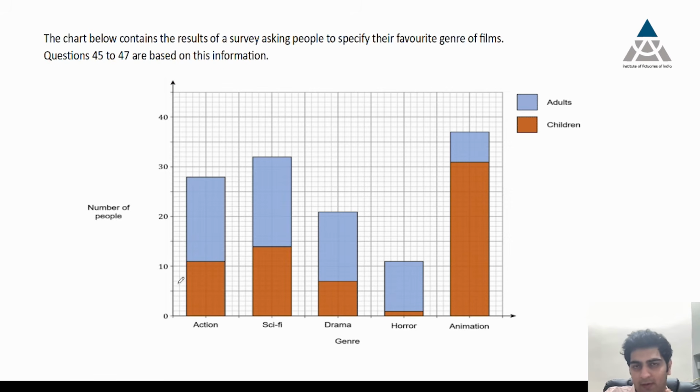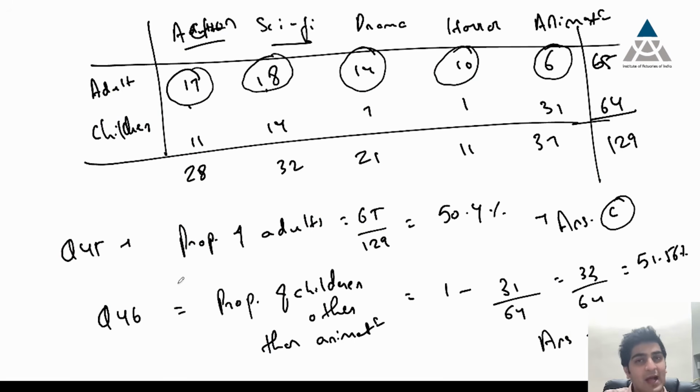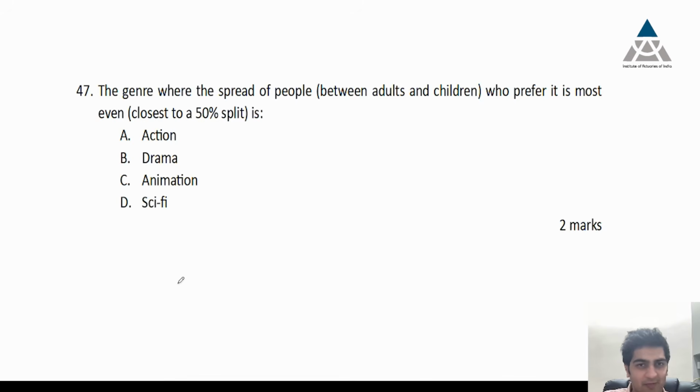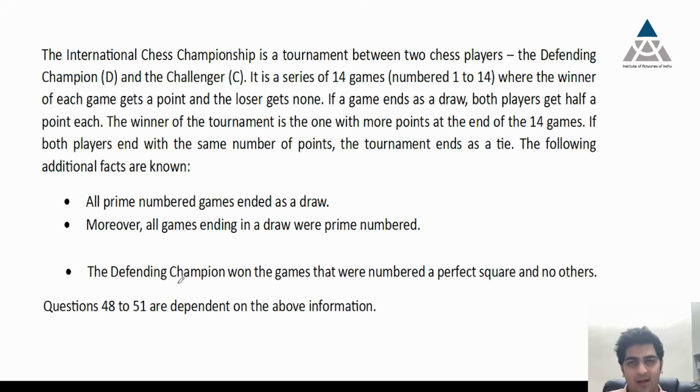Now, if everyone is clear with this, we can move to the last data set for the day, which is a very interesting one. So let's read this. Chess fans, I think there are a lot of chess fans in India at this point. So it's on the World Championship. Let's have a look at this.